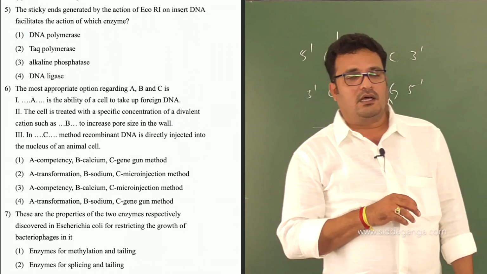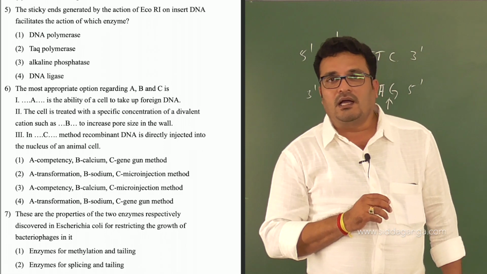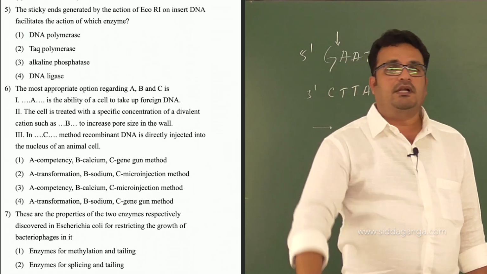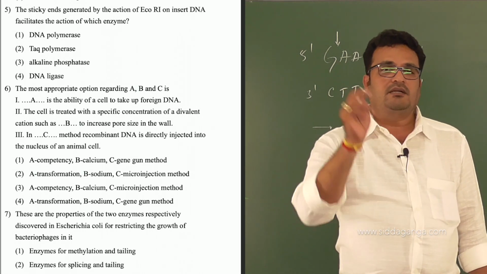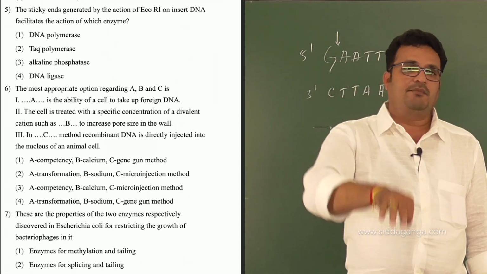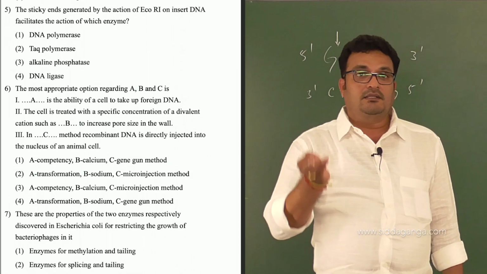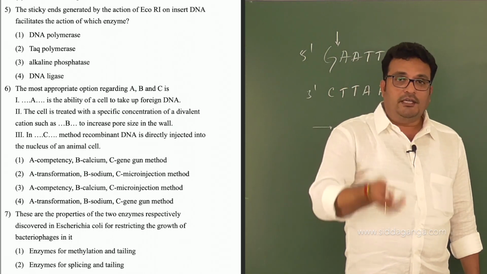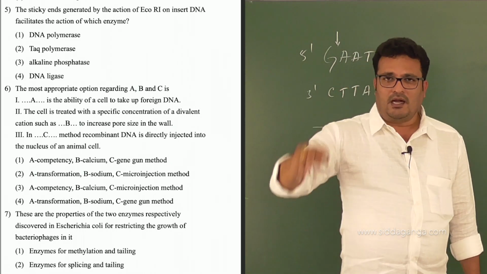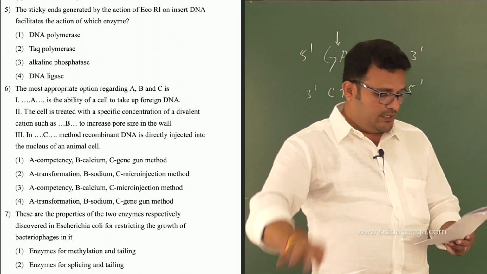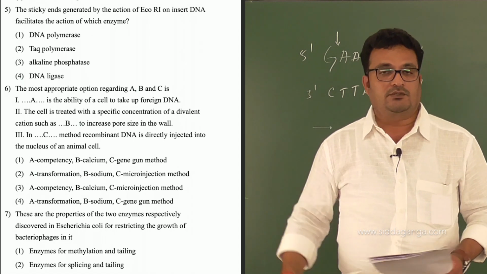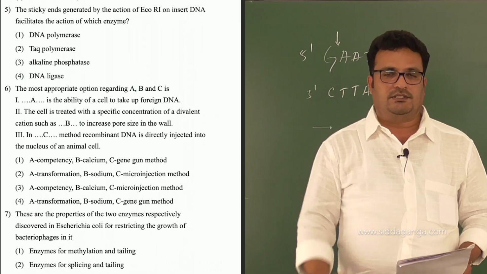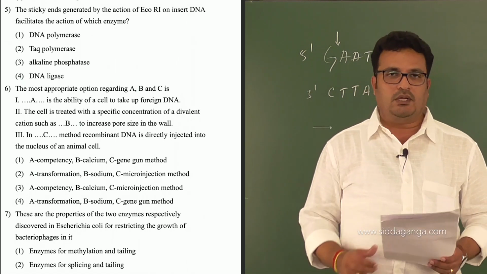The sticky ends of the plasmid are ready to accept the sticky ends of the foreign DNA, as the same restriction enzyme is used. Those sticky ends join to form a recombinant DNA, and for joining purposes we need an enzyme known as DNA ligase. That is why it is called molecular stitches, molecular glue.